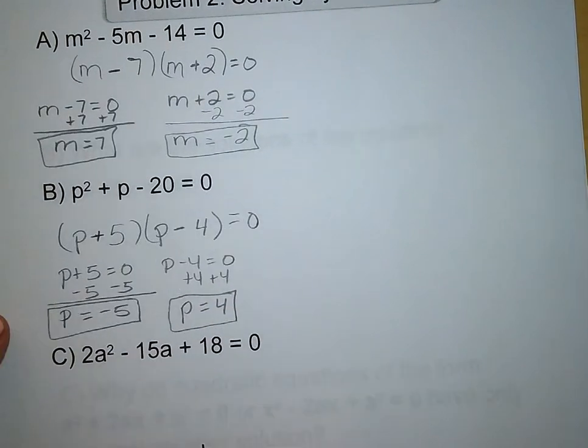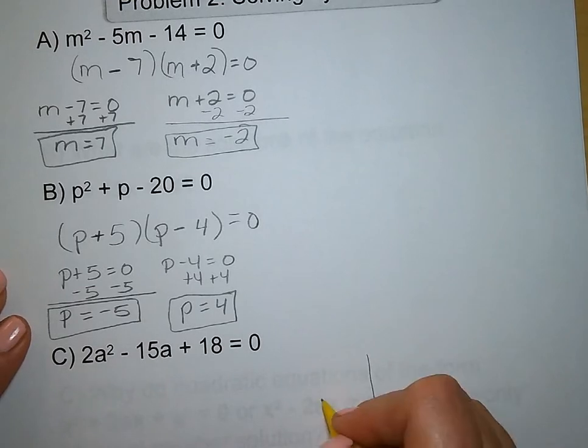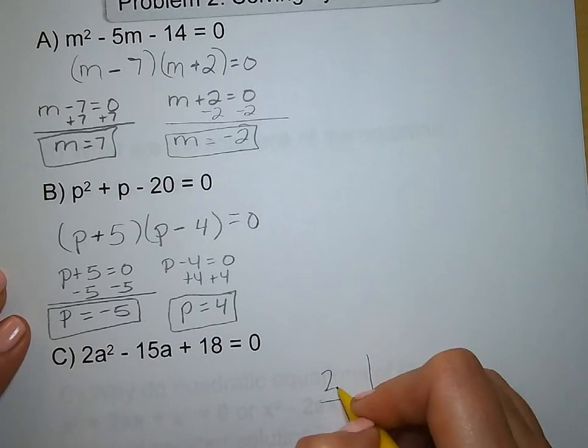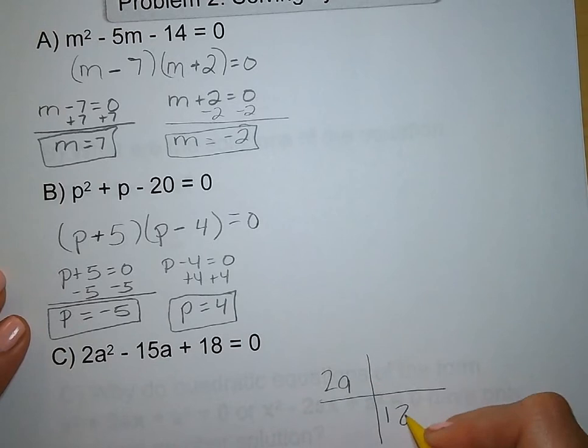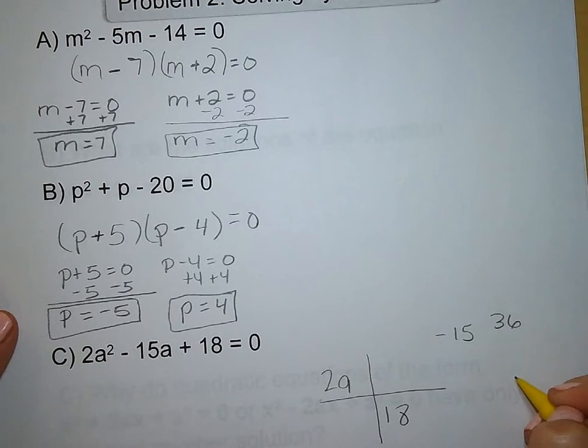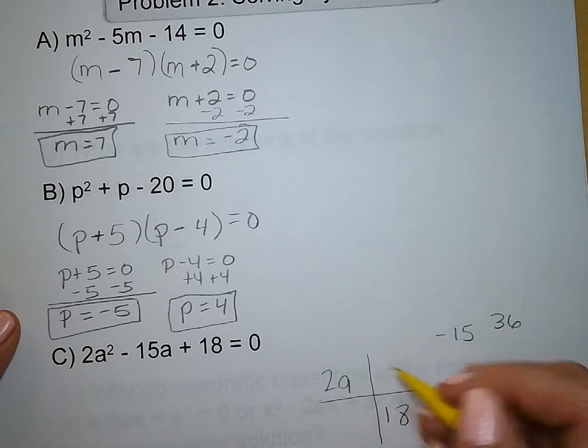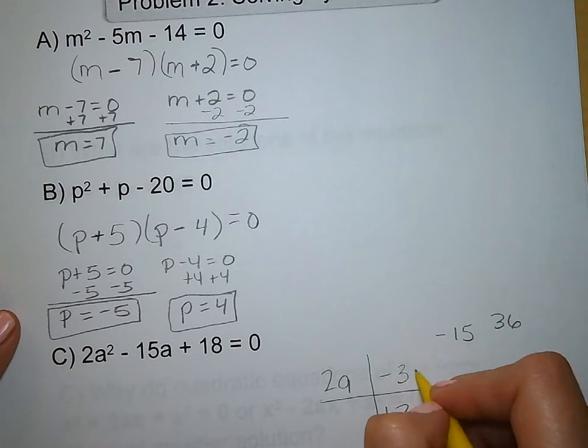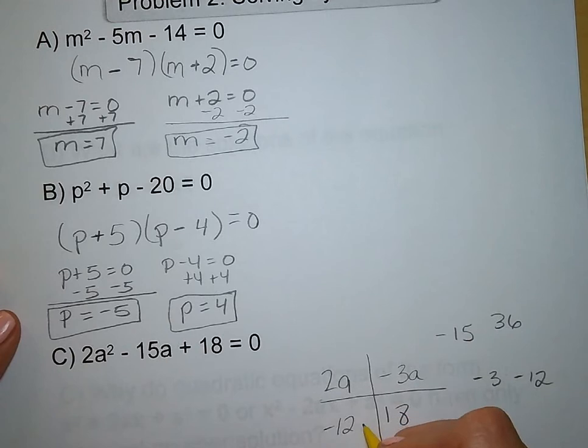Okay, letter C, we're going to have to do the box method to try to figure out what we've got. So we're looking for factors of 36 that are going to add up to negative 15. All right, so we've got negative 2 and negative 18. Those are going to add up to negative 20, not quite what we want. How about negative 3, negative 12? Those multiply to 36. They add up to negative 15. So we have negative 3a and negative 12a.